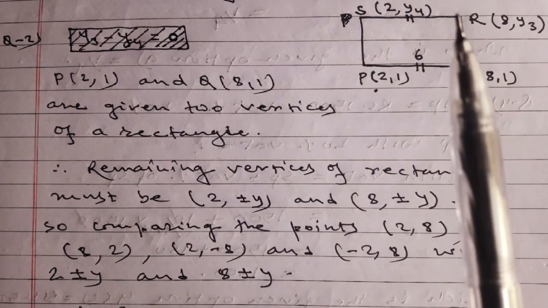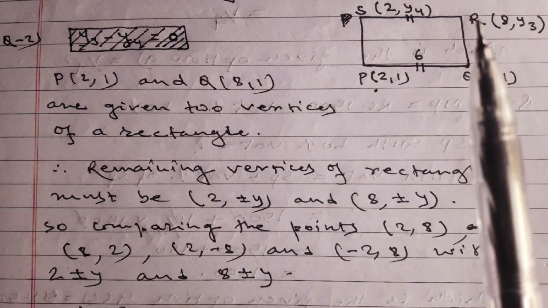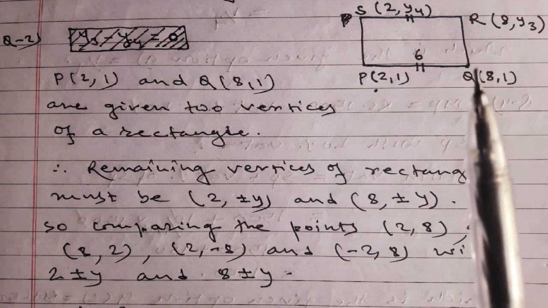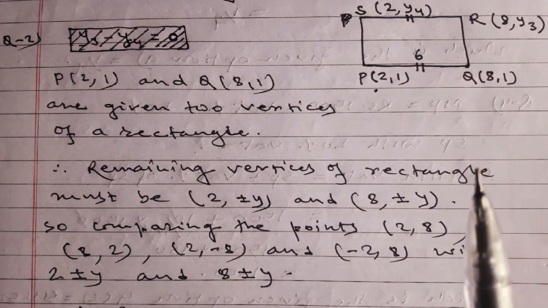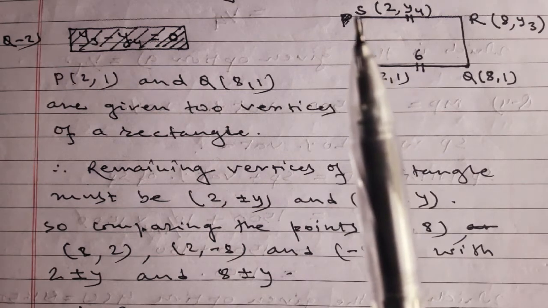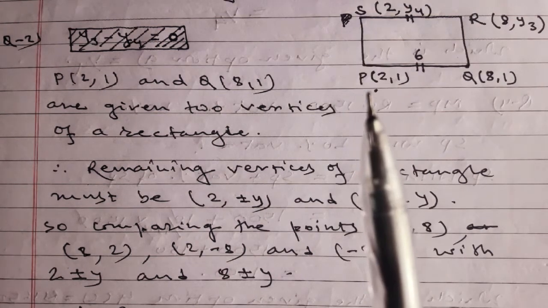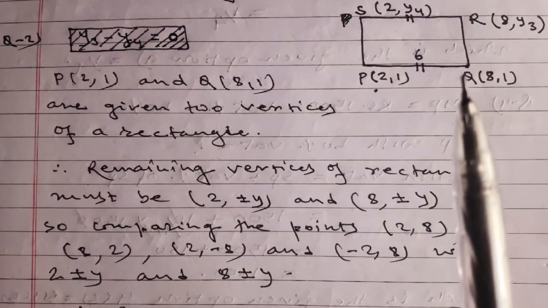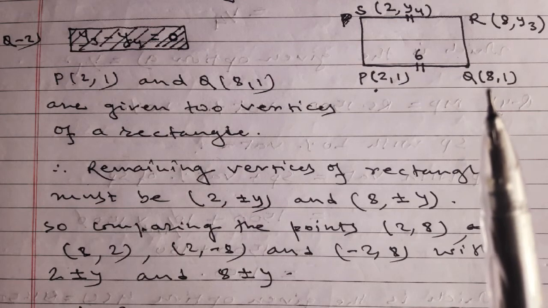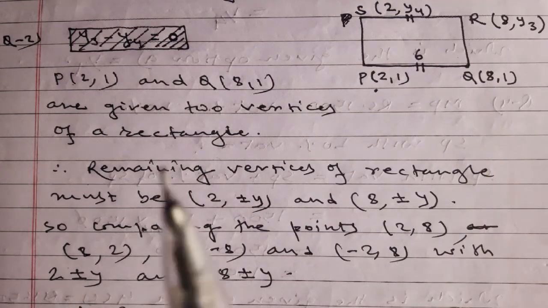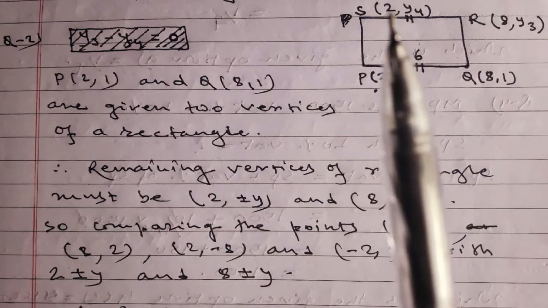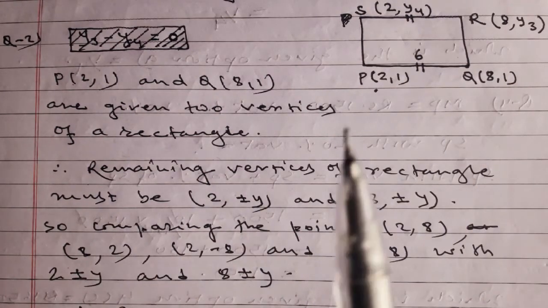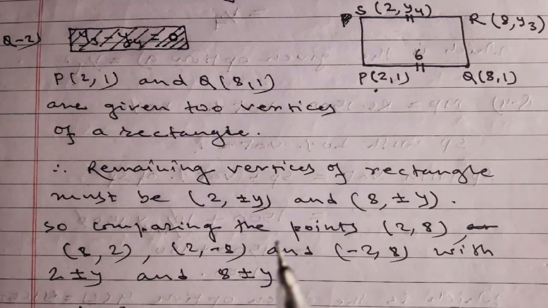Similarly, the next vertex of the rectangle should be either above the point Q or below the point Q. So we can suppose the coordinate S as 2 comma plus minus y, and the coordinates of R as 8 comma plus minus y. Let's find out the two coordinates R and S. The remaining vertices of the rectangle must be 2 comma plus minus y and 8 comma plus minus y.